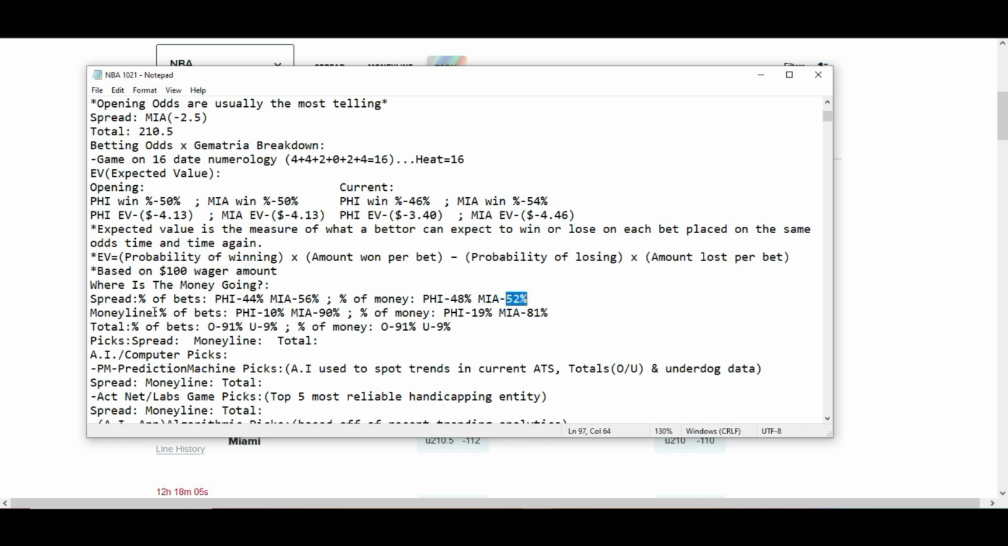Percentage of bets on the money line, that is, 10% going to the 76ers, 90% getting heavy bets currently. Percentage of money, 19% going to the 76ers, 81% going to the Heat currently.